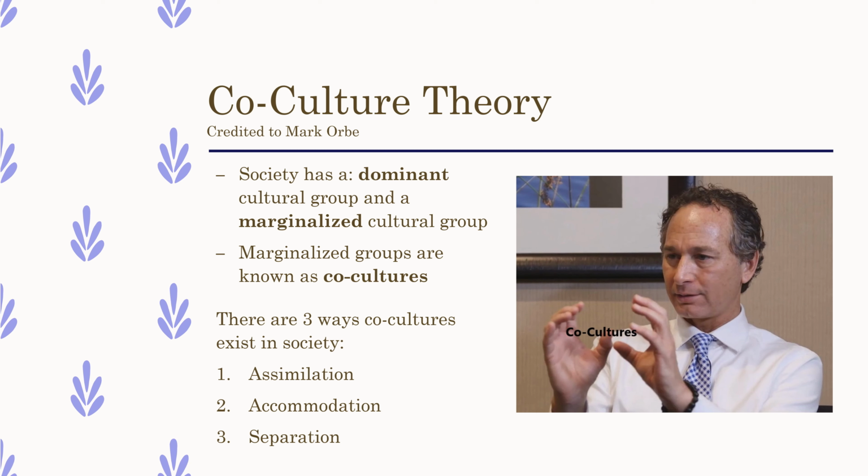One, via assimilation, when the marginalized group tries to blend in with the dominant culture. Two, accommodation, when the group works to bring changes within the dominant culture so that they, the marginalized group, can be included. And three, separation, when the group focuses more on being in community with each other apart from the dominant culture. This is co-cultural theory, and it's very relevant to college campuses due to the fact that there are so many co-cultures on a college campus, and that's why we chose to focus on it for this presentation.